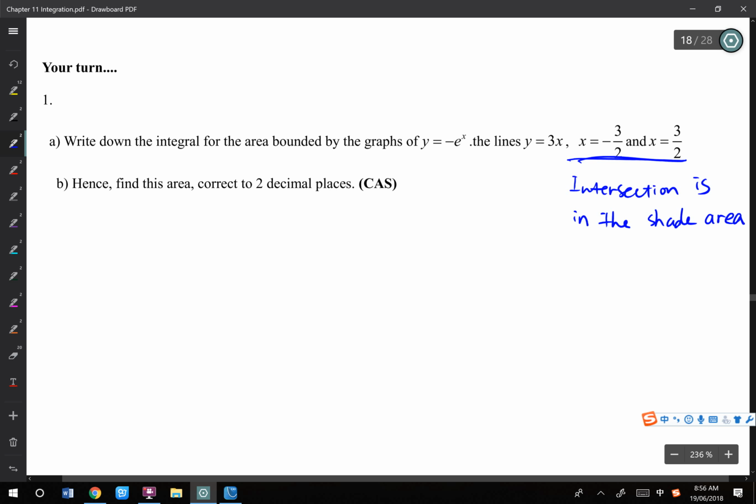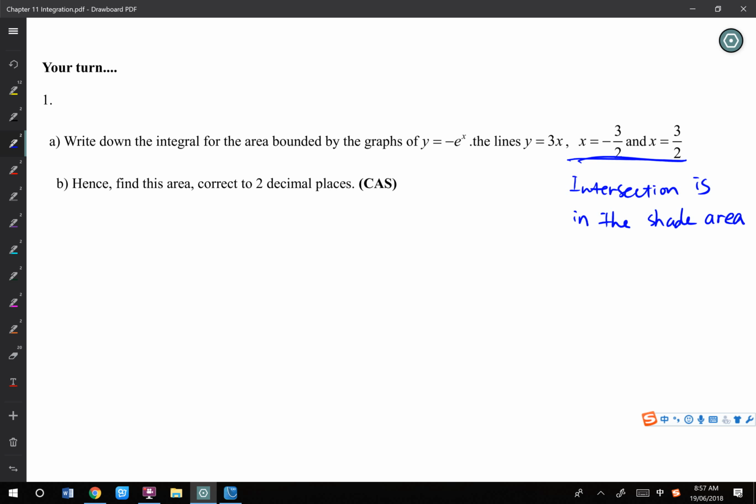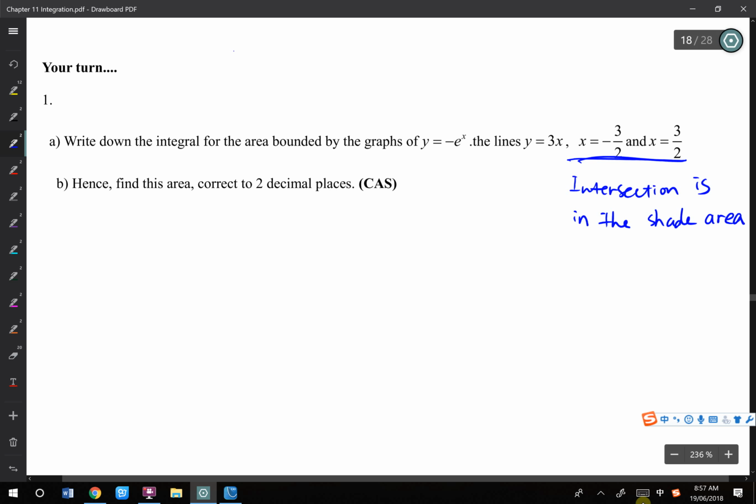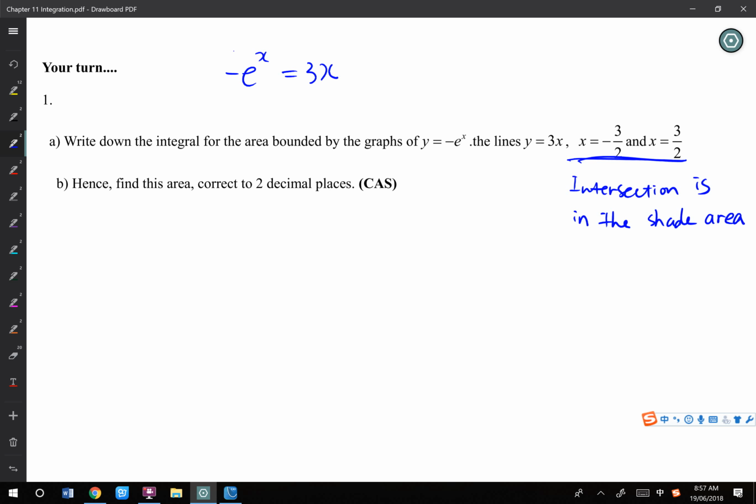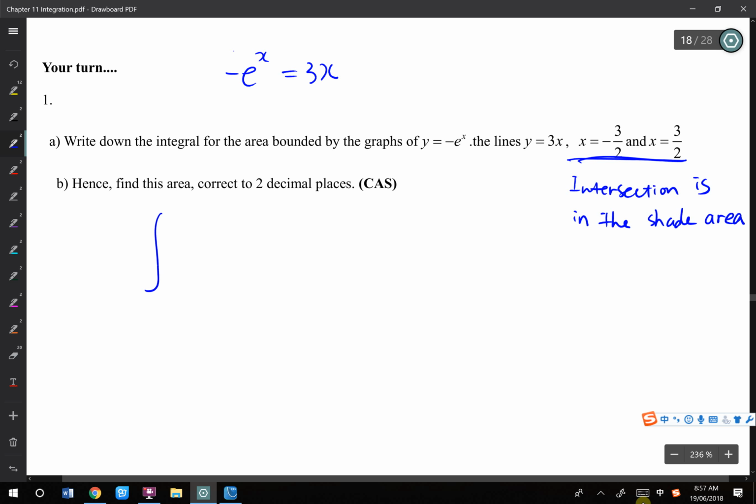So therefore, I can't calculate the intersection. That's why I ask you to use CAS, because I don't know how to solve this. I can't find out the exact value for that one. I can use a calculator, but it's not exact. But you already have the calculator here, so why do I need to solve for that? I can directly integrate that from negative 3 over 2 to 3 over 2.